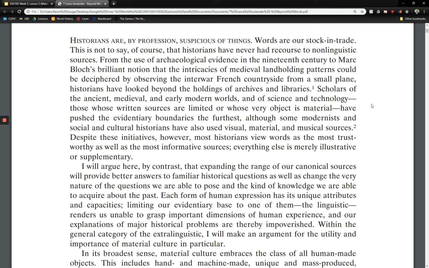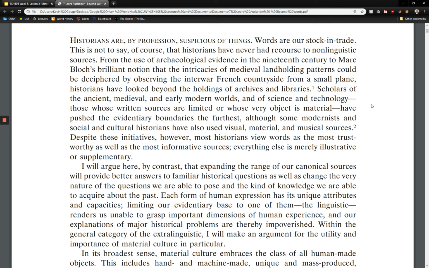All right, so historians are, by profession, suspicious of things. Words are our stock in trade. This is not to say, of course, that historians have never had recourse to non-linguistic sources, from the use of archaeological evidence in the 19th century to Marc Bloch's brilliant notion that the intricacies of medieval landholding patterns could be deciphered by observing the interwar French countryside from a small plain. Historians have looked beyond the holdings of archives and libraries. Scholars of the ancient, medieval, and early modern worlds, and of science and technology, those whose written sources are limited or whose very object is material, have pushed the evidentiary boundaries the furthest, although some modernists and social and cultural historians have also used visual, material, and musical sources.